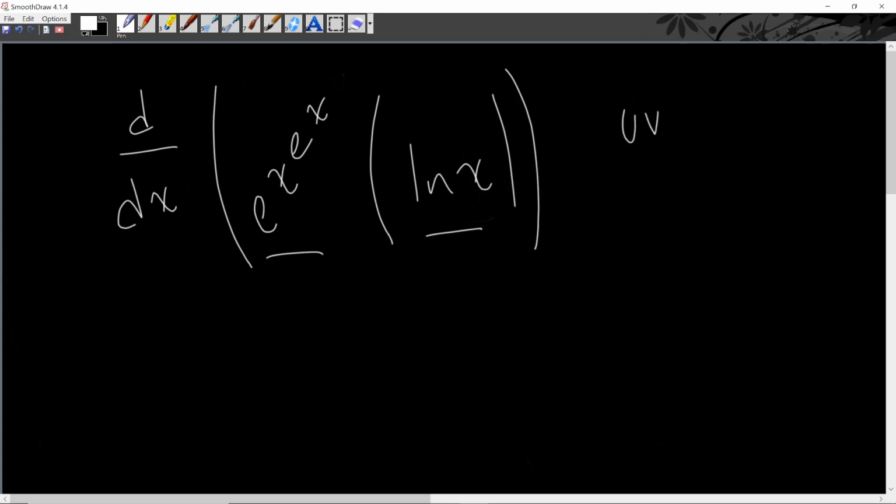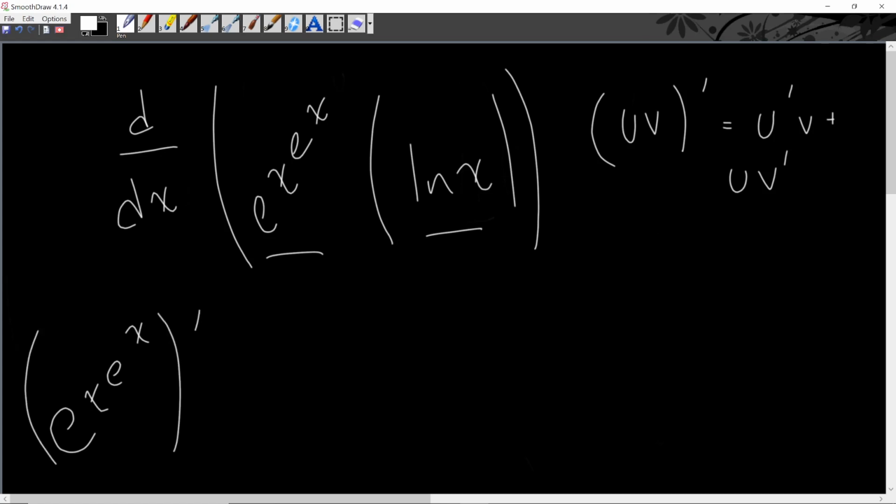So just as a reminder, that would be (uv)' is equal to u'v plus uv'. So we're going to have the derivative of this times that plus that times the derivative of this. So when we plug everything in, we're going to have the derivative of e to the power of x to the power of e to the power of x.